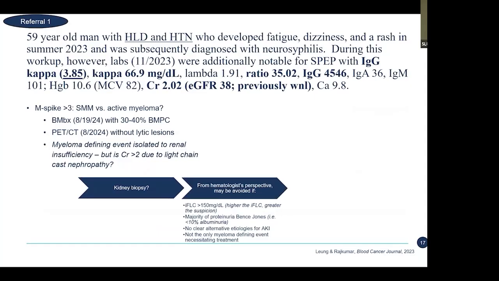Sometimes we won't send them your way. And what we typically think about is that a kidney biopsy probably can be avoided if the involved free light chain is greater than 150. Then it's pretty likely that this is light chain cast nephropathy. If the majority of the proteinuria is Bence-Jones, if there's no other clear reasons for kidney injury, and if it's not the only myeloma associated defining event. If any of those are not met, then we usually send them your way for renal evaluation, consideration of kidney biopsy. And this is probably one of the most common reasons that I get y'all involved.